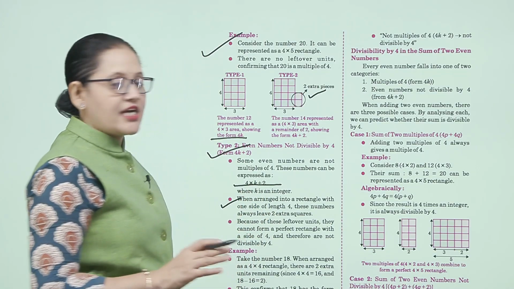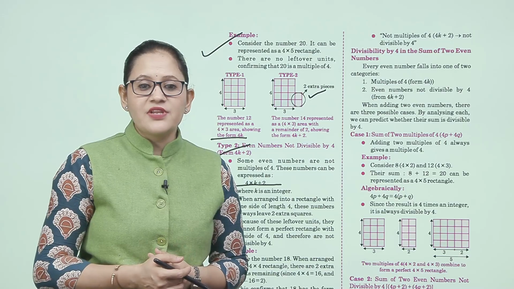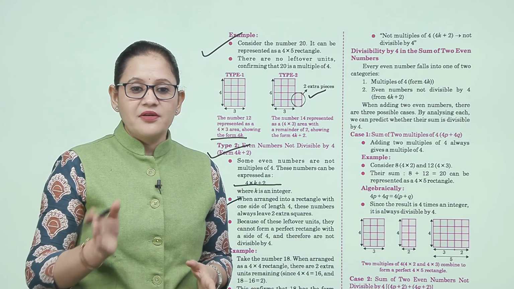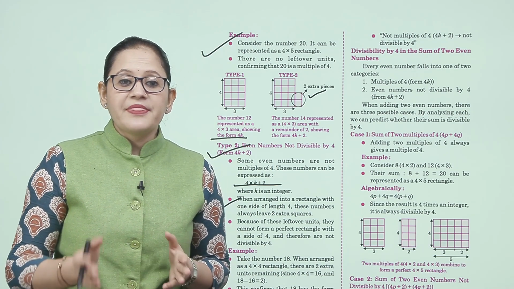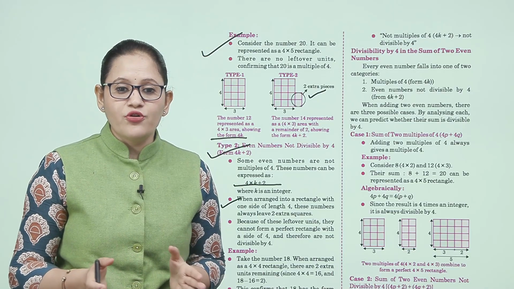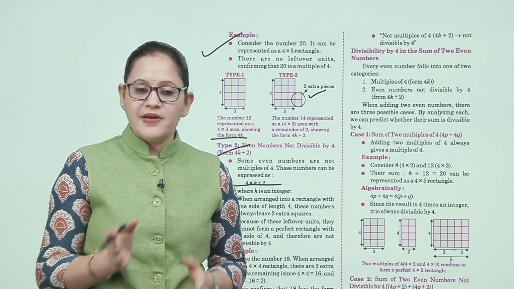When arranged into a rectangle with one side of length 4, these numbers always leave 2 extra squares. Because of these leftover units, they cannot form a perfect rectangle with a side of 4 and therefore are not divisible by 4.